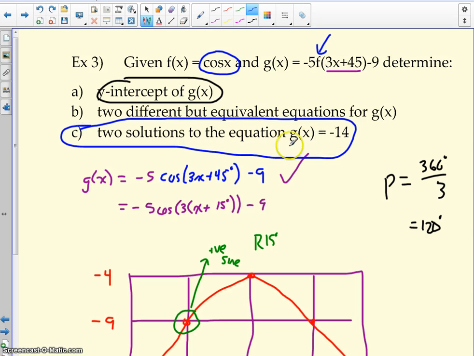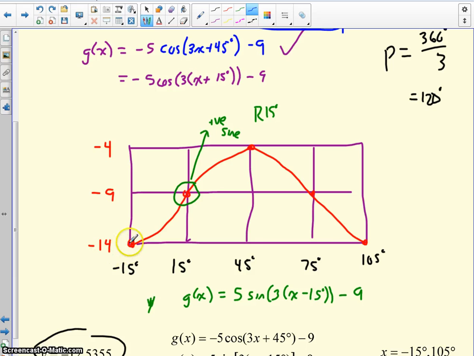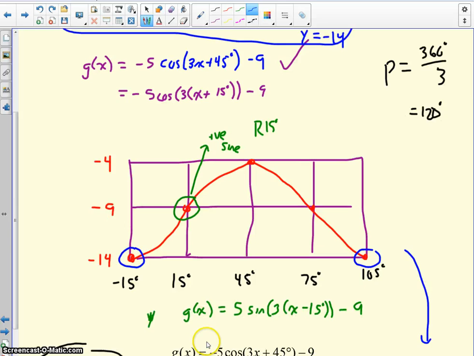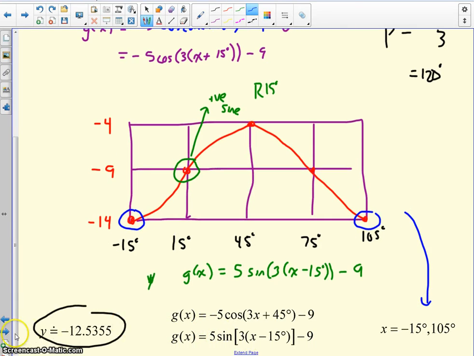Now remember your function notation. If g of x equals negative 14, that's the same thing as solving y equals negative 14. So on our graph here, y equals negative 14, well, we can see two answers on our cycle right here. One of them right here, and one of them right here. So you have two possible answers when x is negative 15 degrees, and once again when x is 105 degrees. Again, just some other things we can do with sinusoidal functions.